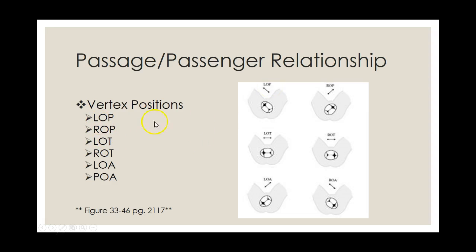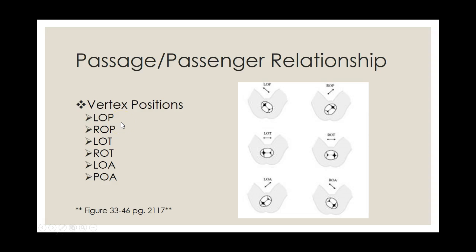The L, the first letter, stands for either mom's left or right. The middle letter stands for the baby's presenting part, so the occiput, if we're in a vertex position. And the P, the T or the A, stands for either posterior pelvis, transverse, or anterior pelvis. Okay, and this P right here that you see in the very last one, that is supposed to be an R, so that should be right occiput anterior.